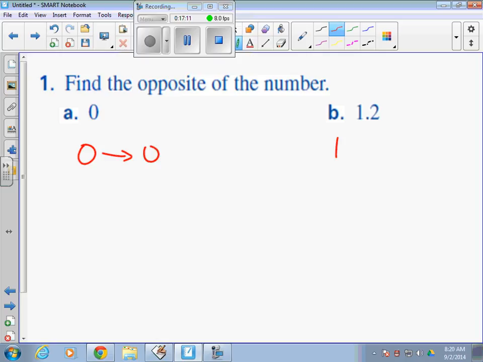What about the opposite of 1.2? How far away is 1.2 from 0? It's 1.2. So if you go to the other side of 0, how far away does it have to be? 1.2. Except when you're looking at it on the number line, 1.2 is right here. The opposite will be the same distance away, but it'll be negative 1.2.